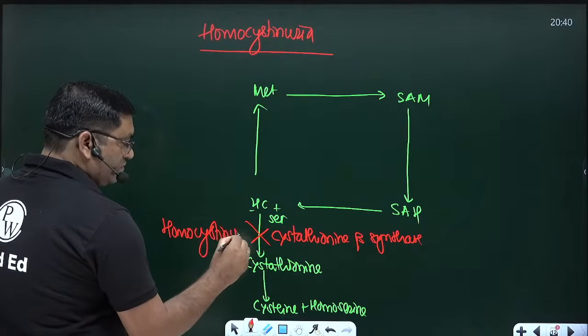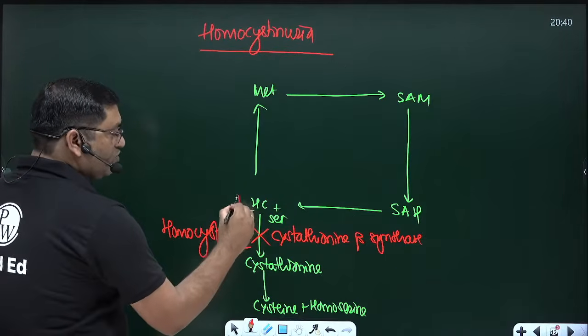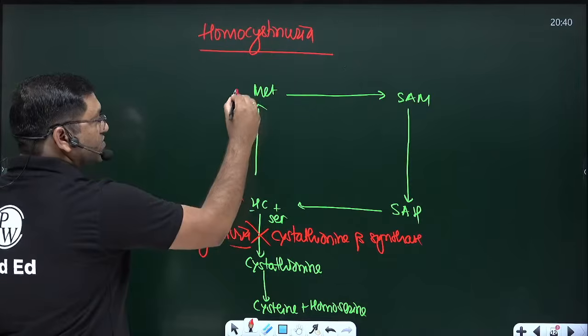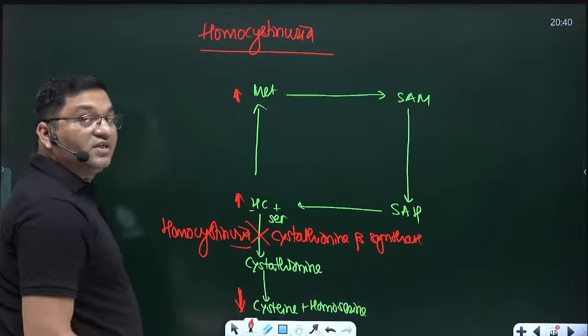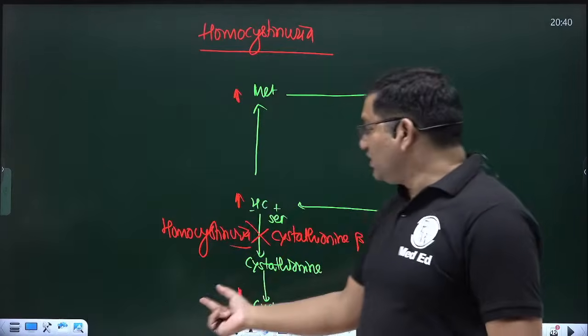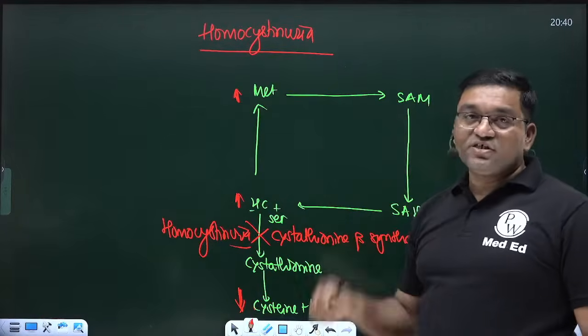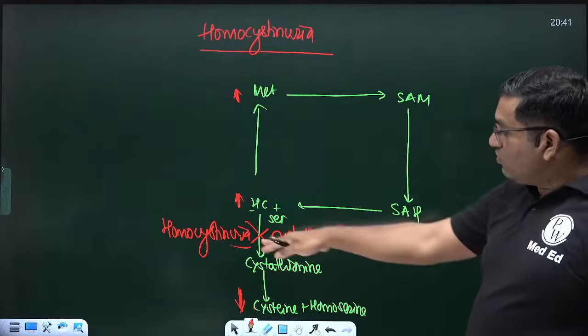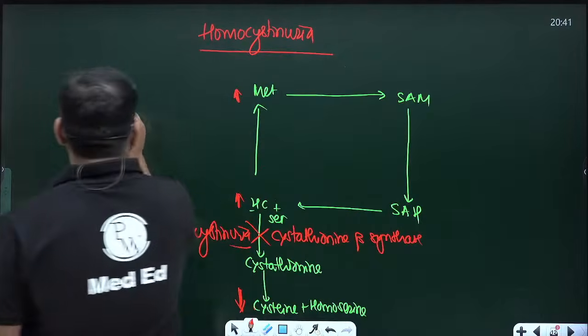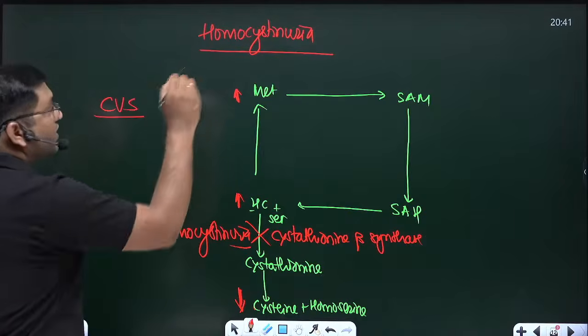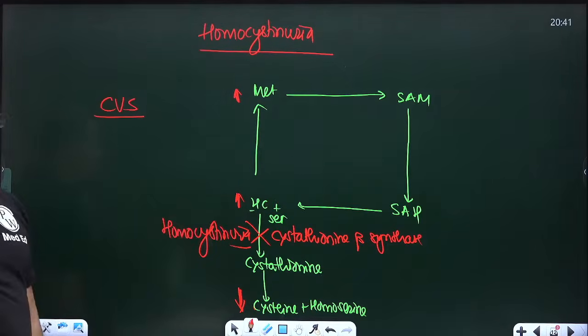Homocystinuria. In this disorder, there is increased homocysteine level, increased methionine level, and decreased cysteine level. So cysteine is given in the treatment, and homocysteine and methionine are restricted. Homocysteine causes serious abnormalities, so serious problems will be there in homocystinuria because of the elevated homocysteine level.